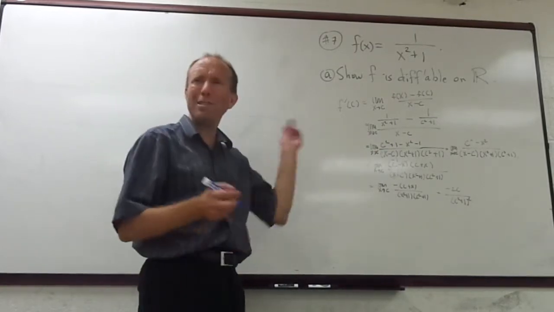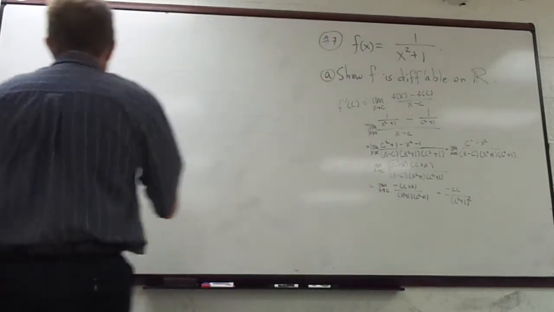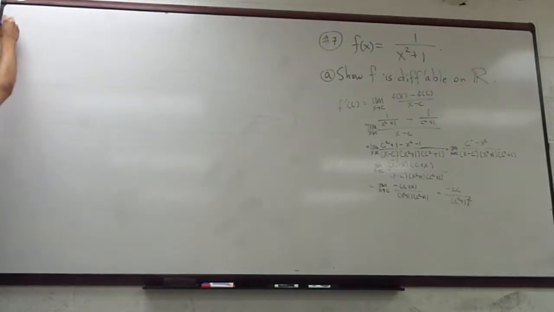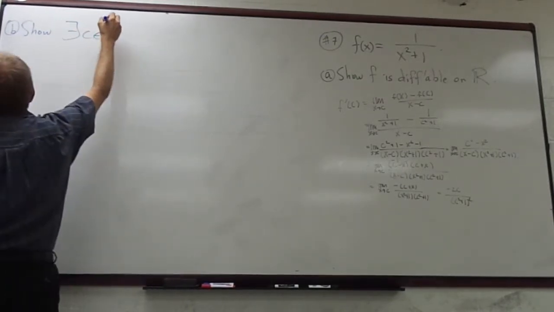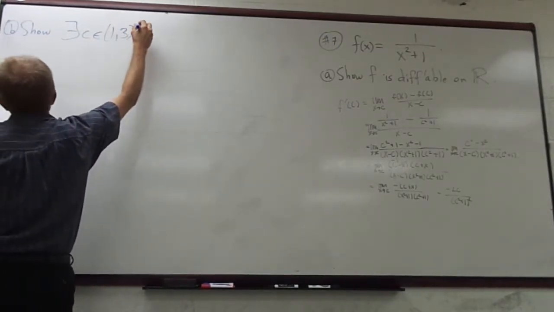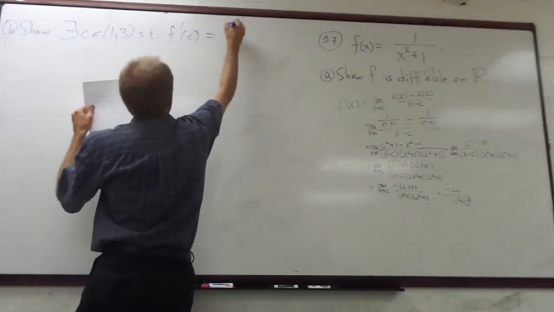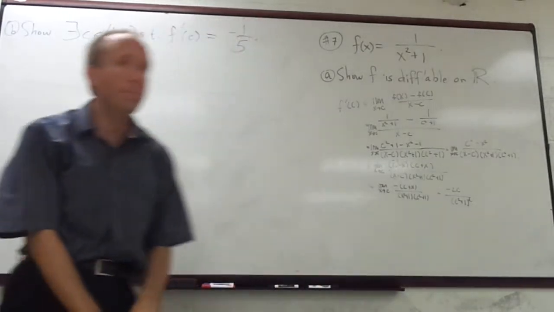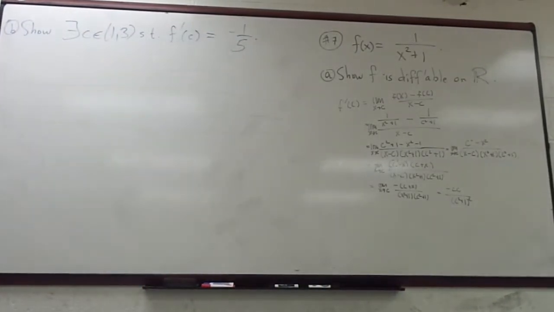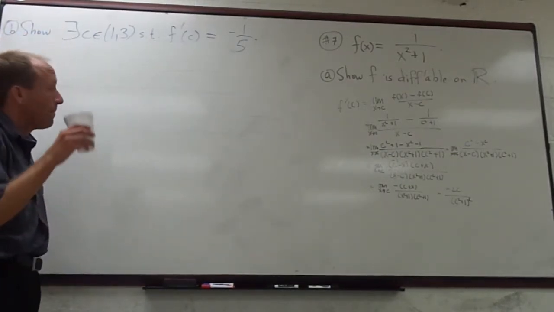So, any questions on that? All right, let's do a real easy little follow-up here. Let's show that there exists a C in the open interval 1 to 3 such that f prime of C is equal to negative 1 over 5.